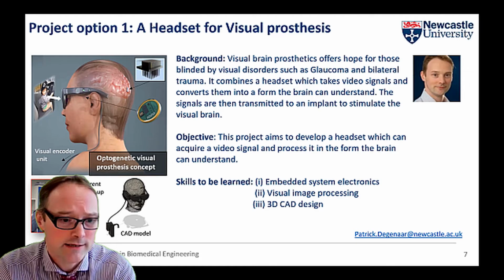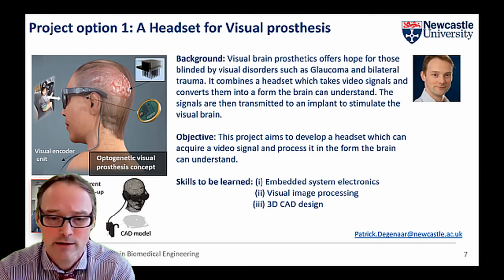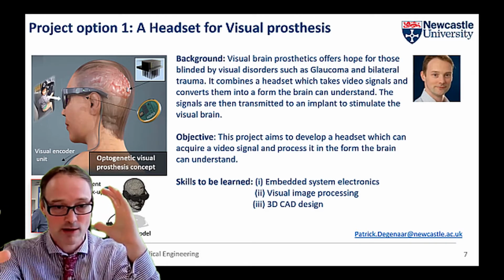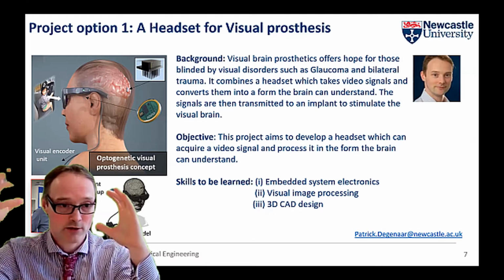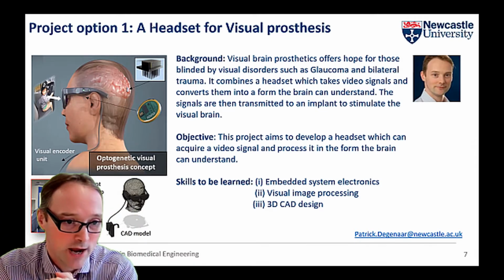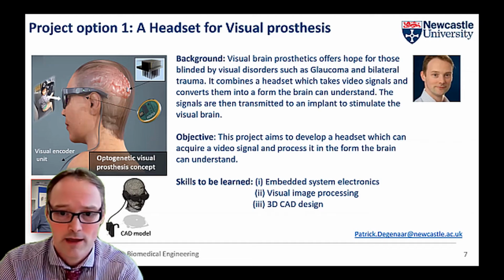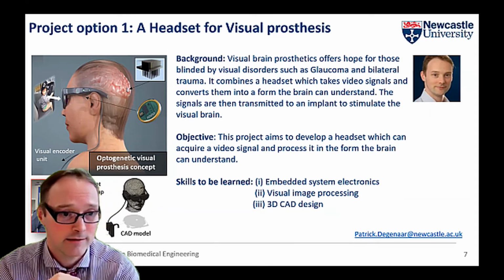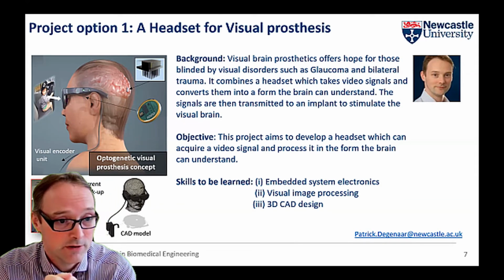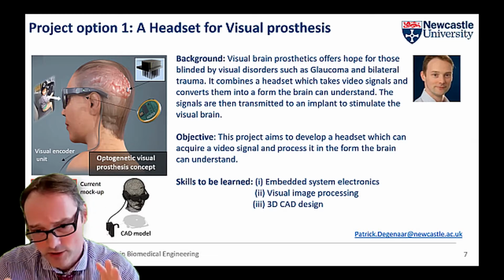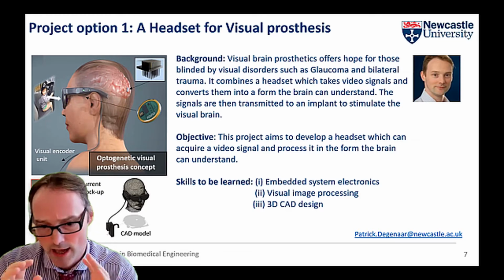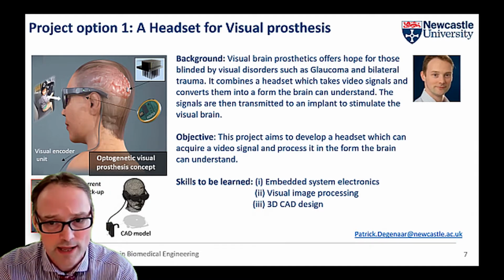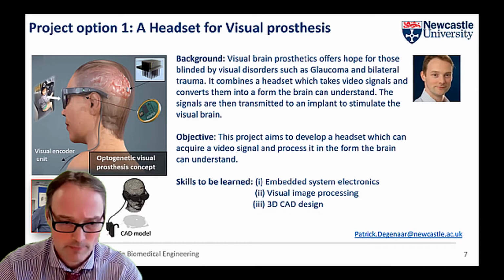So the first project is to develop a headset. If we're going to put an implant into the brain, we still need some kind of headset externally that will take the video stream and convert it into a form the brain can understand. And there has to be electronics which can take that video stream and send a wireless data stream to the brain. So this is the first project. Now, there's a number of different directions we can go with this. There's CAD design, image processing, and embedded system electronics, and we can tune that to your particular skill.